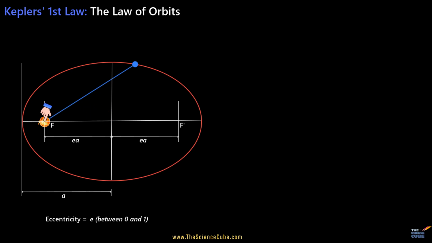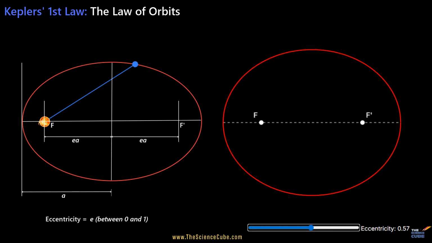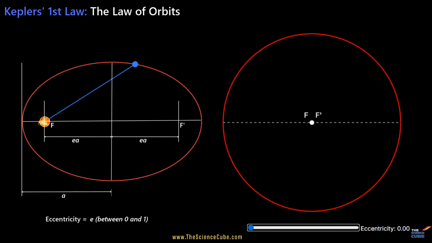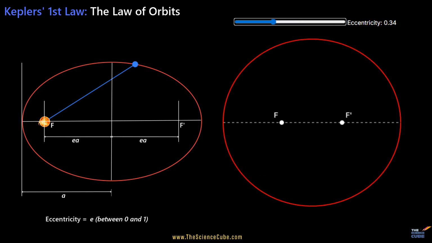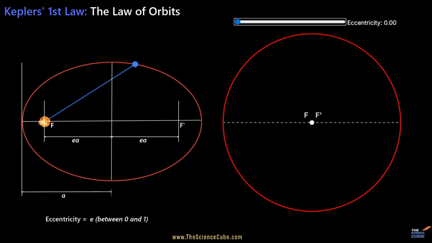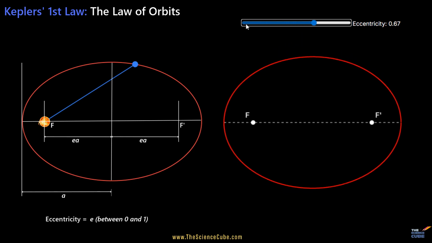F or F dash. So if eccentricity E is 0, you see these distances will become 0 and the two foci would collapse towards a single point, that is this, and what you get is a circle. So the lower the eccentricity, that is closer to 0, the more it will look like a circle. And you can see if the eccentricity moves towards 1, what you get is a very elongated ellipse.